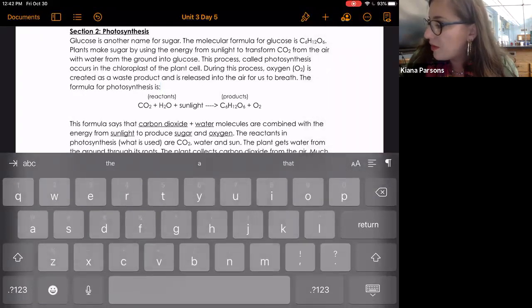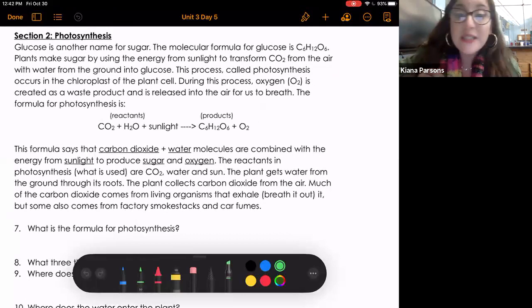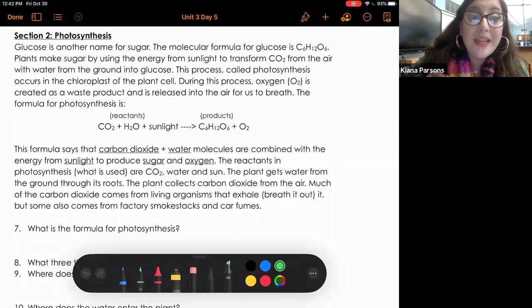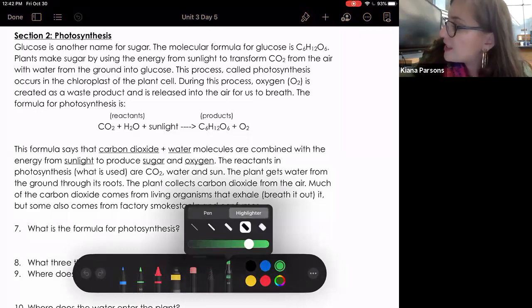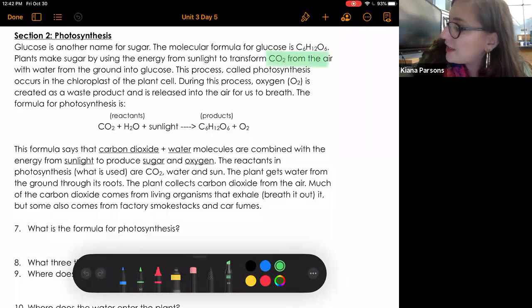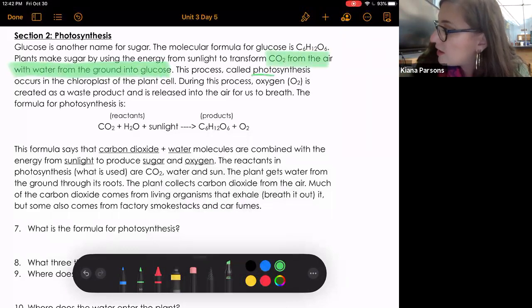Plants make sugar by using the energy from sunlight to transform CO2 from the air with water from the ground into glucose. So they transform carbon dioxide found in the air with water from the ground into glucose. This process is called photosynthesis, and it occurs in the chloroplast of a plant cell. During this process, oxygen is created as a waste byproduct and is released into the air for us to breathe. Pretty cool. Thanks, plants.